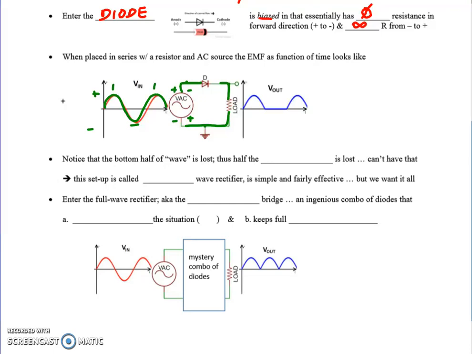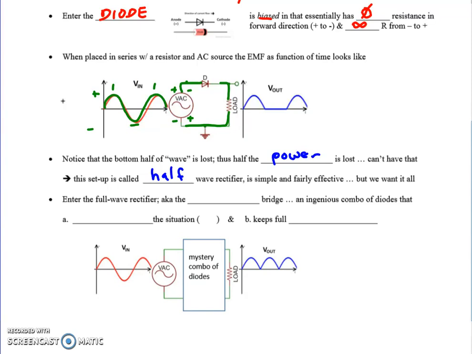We have a positive voltage that changes with time, similar to the same one before, but during the negative phase of it, there's nothing, and then we're back to the positive phase, etc. So notice that the bottom half of the wave is lost, thus half the power is lost. Okay? And we can't have that. So this setup, where we go from AC to DC, but we lose half of our power, is called a half-wave rectifier. And it is simple and fairly effective, but we want more than that.